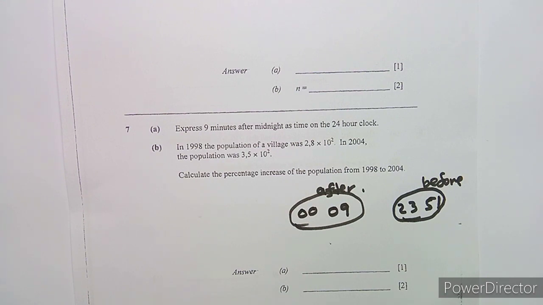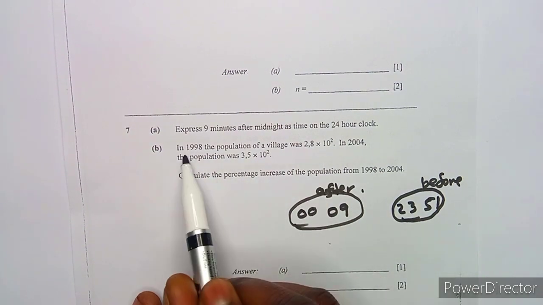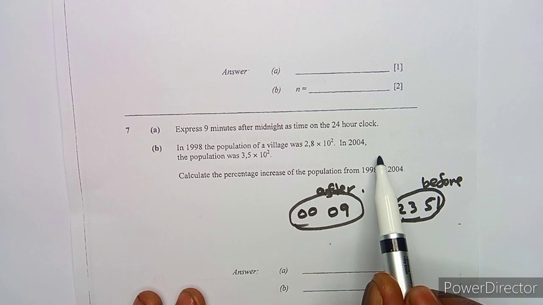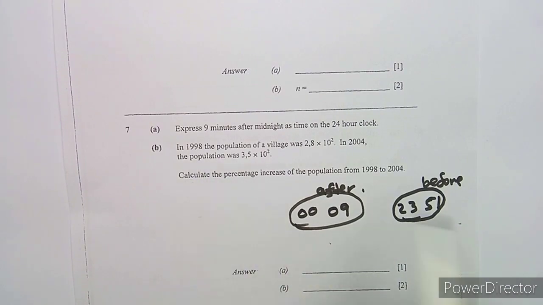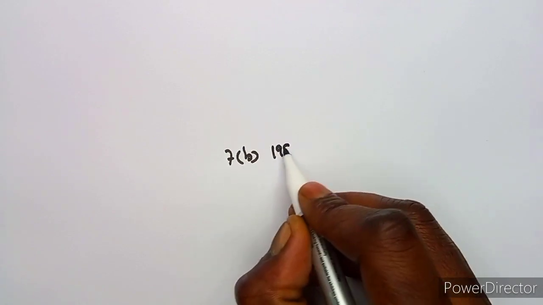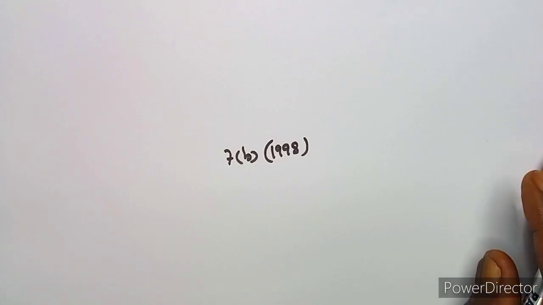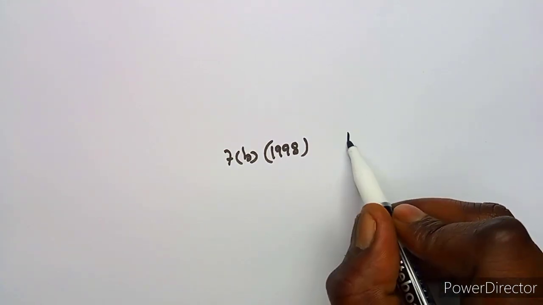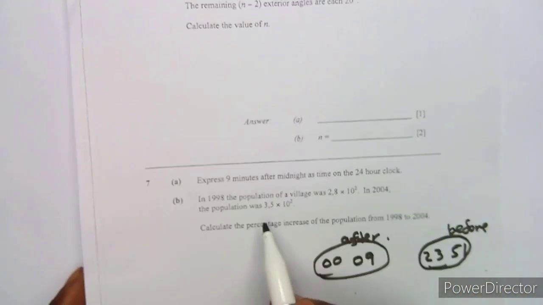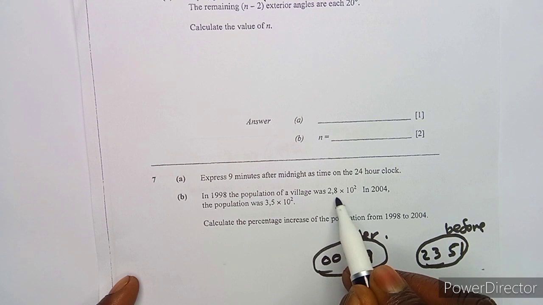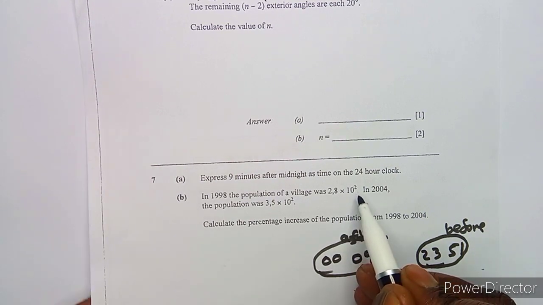There is an increase where you started at 100%. So where did we start from? We started in 1998. That is where we are given a population in 1998, then after that in 2004. Which means this population that we see in 1998 was at 100% before any increase. We are referring to that population as being at 100% before anything happened to this population that we had in 1998 of 2.8 times 10 to the power 2.